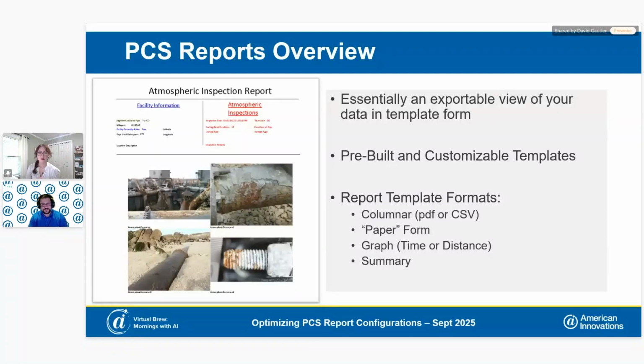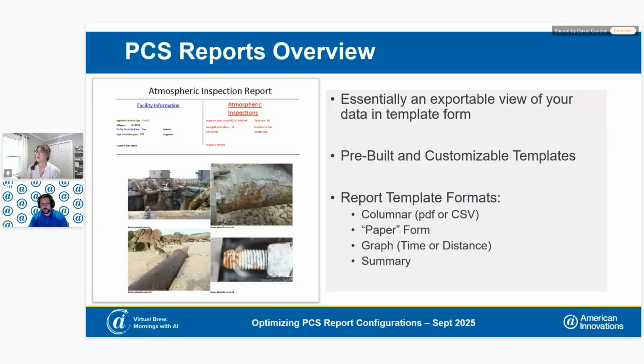We've also got graphs. Any numeric value across any module and facility type can be graphed in PCS, and they can be graphed over time or they can be graphed over distance. So if you're looking for trended analysis, you can take rectifier readings and graph them over time, see how your ground bed is depleting. Or if you had a bunch of different types of surveys, CIS, DCVG, annual and periodic data, you could overlay all that on top of each other based on distance and get a more holistic look at the health of your CP system.